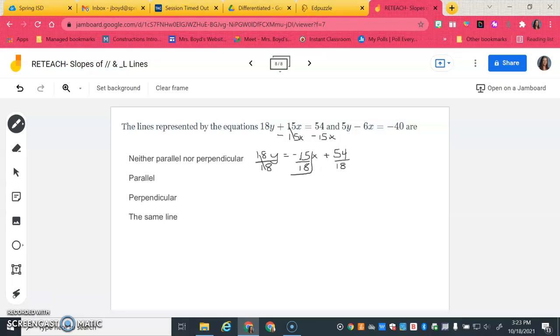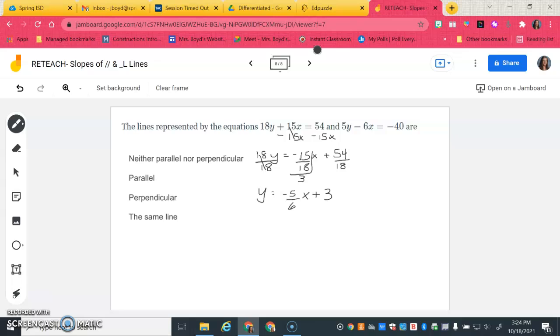Okay, these are both divisible by 3, so y equals negative 5 over 6 x, and 54 divided by 18 is 3. So I get negative 5/6 x plus 3.